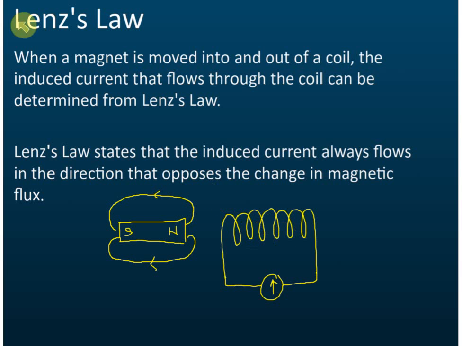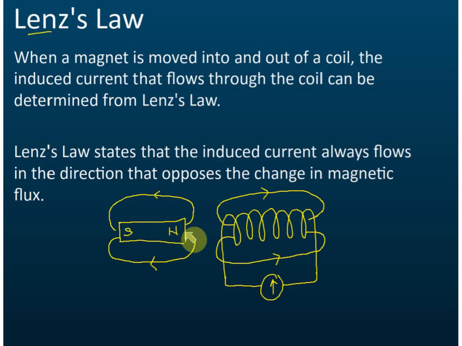Then the question is, when the current flows, which direction will the current flow? It will flow this way, or it will flow this way. So which direction does it flow? Now, according to Lenz, Lenz is a scientist, okay? Lenz says that the current will flow in such a direction so that the magnetic field generated by the solenoid, because when there's a current flow there's a magnetic field, will oppose the magnetic field, or oppose the motion of this bar magnet, or oppose the change of the magnetic flux.